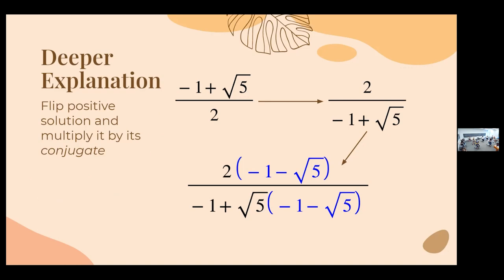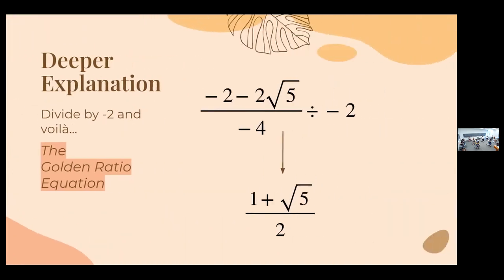And then we'll also multiply it by its conjugate, which basically changes the sign between the binomial terms, negative 1 and the square root of 5. And so we can also get the radical out of the denominator because we can't have that. And so once we multiply by its conjugate, we get negative 2 minus 2 times the square root of 5 over negative 4. Divide the whole thing by negative 2. And here we have the golden ratio here.